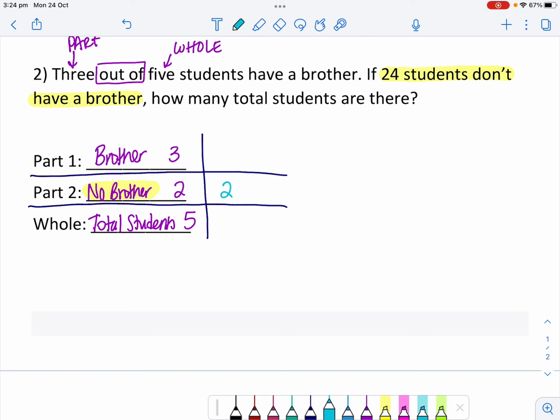So I'm going to have 24 students that don't have a brother. So this time they gave me a part to whole, but they gave me the part that I did not have. So I still had to figure out what that other part was. And now I can plug this into my table. Here I am multiplying by 12. So in all other parts, I'm going to multiply by 12. So 3 times 12 is 36, and 5 times 12 is 60. And then I want to answer the question, how many total students are there? There are 60 total students.